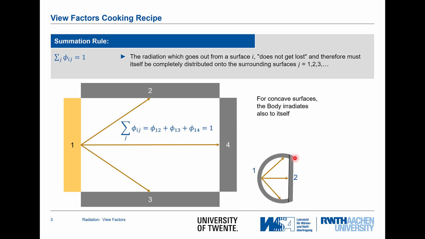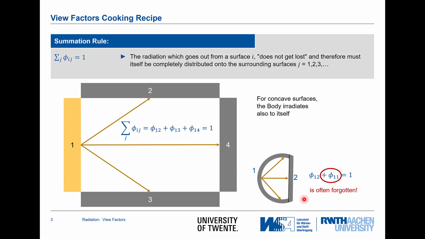Now when we look at surfaces which are not flat, here a concave surface, then 1 not only sends radiation to 2, but 1 also can hit itself. In this case we have F12, this one, plus F11, the self-hitting view factor, equals 1. And this one is often forgotten.